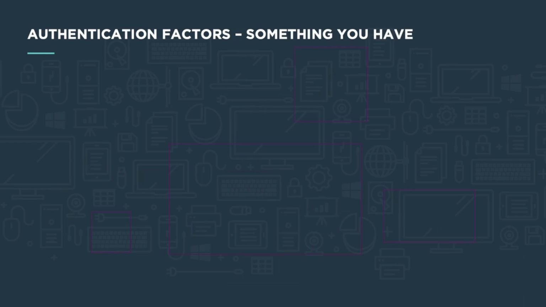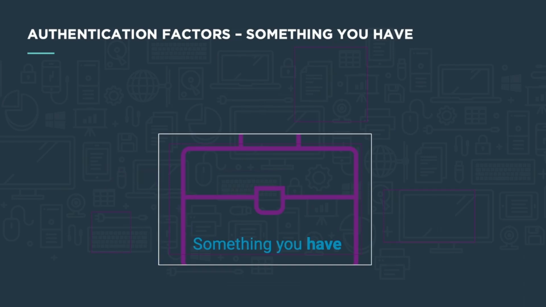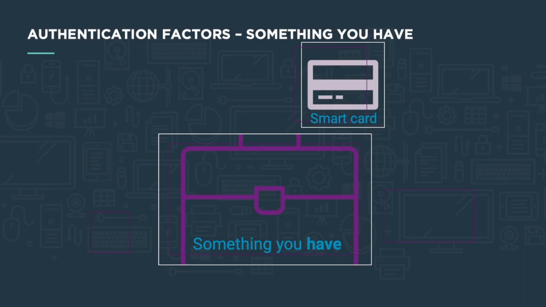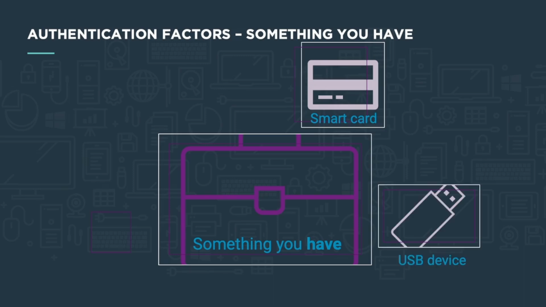The next authentication type, something you have, is sometimes called token-based authentication. Hard tokens require the user to possess a physical factor, an object such as a smart card, key fob, or a USB device that can be used for authentication. Soft tokens are software that can be installed on a user's smartphone, tablet, or computer. Soft tokens generate one-time passwords, or OTPs, that are used for authentication.